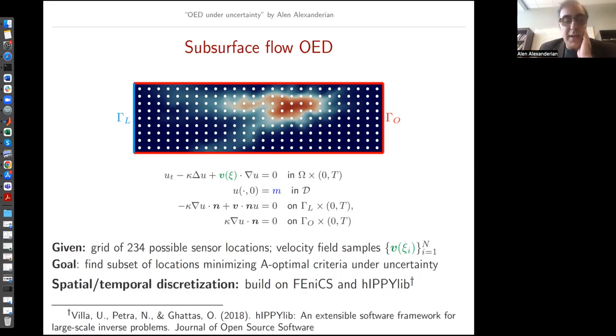A word about the computations. This was done with Phoenix and HippieLib. Some of you might be familiar. If not, this might be worth a look. Some work going back to the group of Omar Gattas and Noemi, Petra, and Umberto. So we did the coding there.